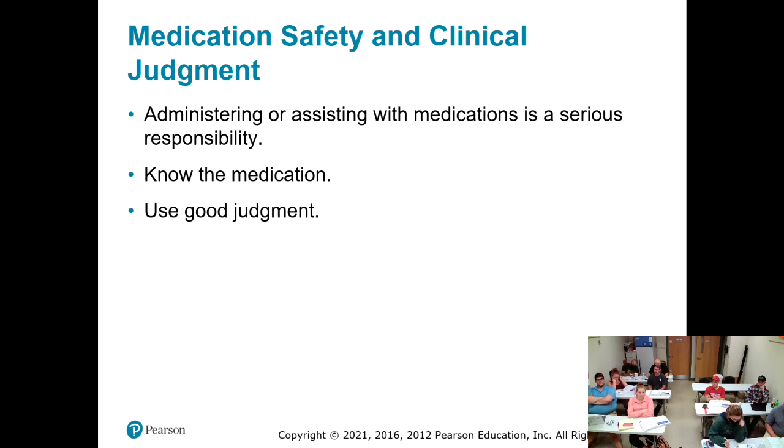Know your medication. Know what effects it plays. Know what side effects it plays. That's basically it. And then using your judgment: is this the right time to use this medication? Am I using it for this purpose? And will this purpose have a better outcome if I don't give it? Okay.